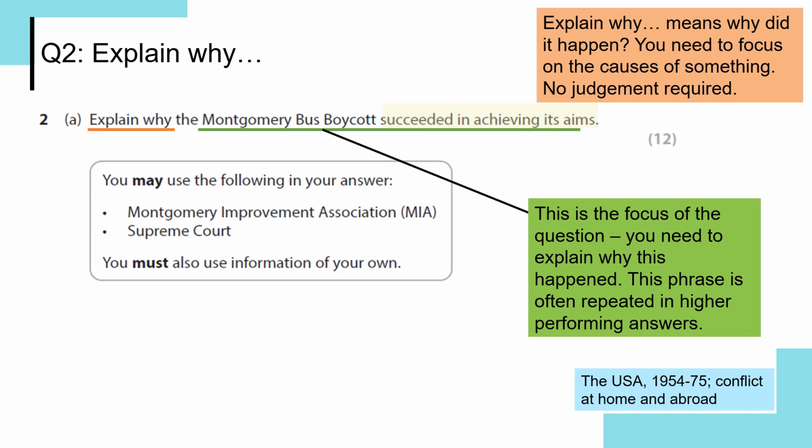Before you begin writing as part of your planning stage, you should be identifying the focus of the question. Here, it is explain why the Montgomery bus boycott succeeded in achieving its aims. This focus is important. Missing it and wrongly responding just on the topic, such as describing what the Montgomery bus boycott was, or the role of Rosa Parks, Martin Luther King, rather than this idea of success, would be unlikely to achieve a high mark.